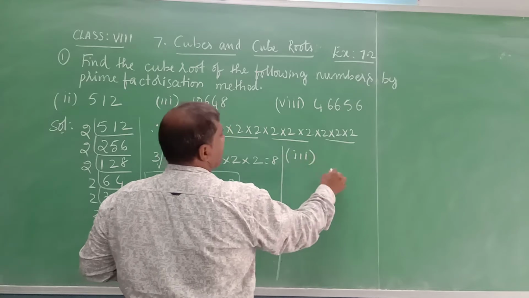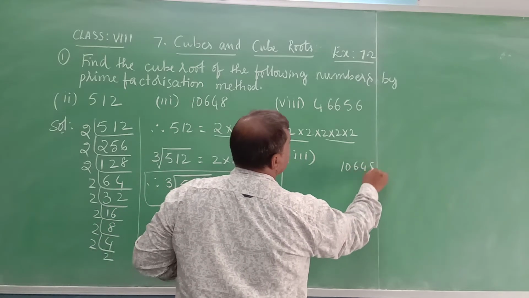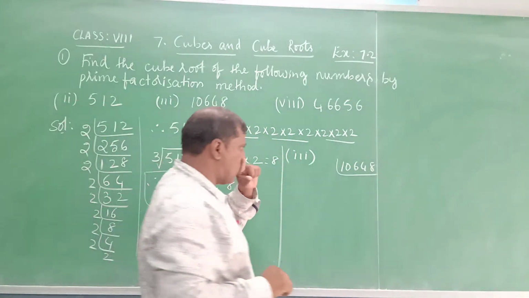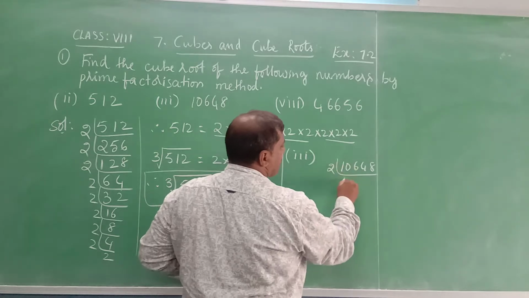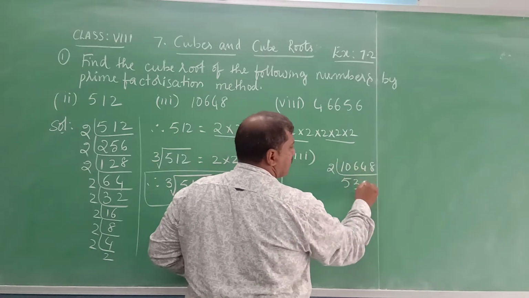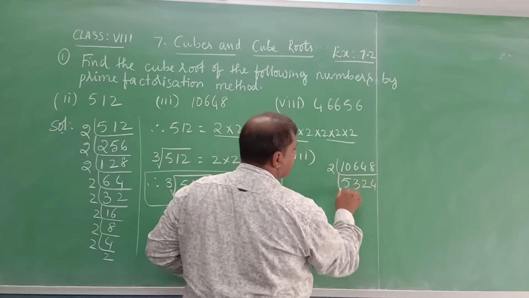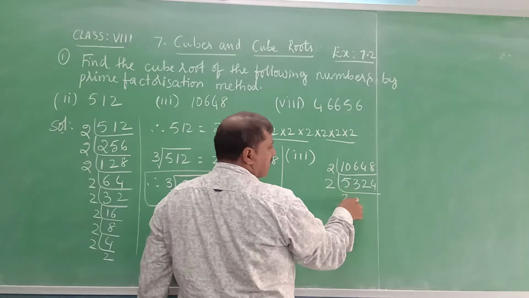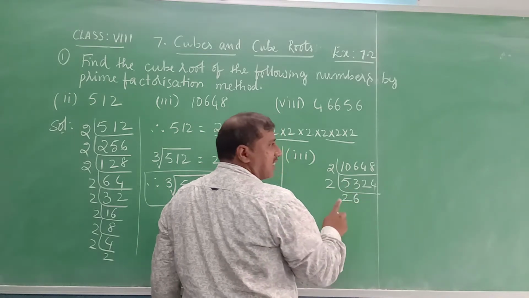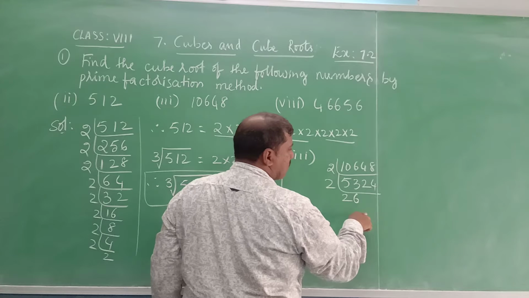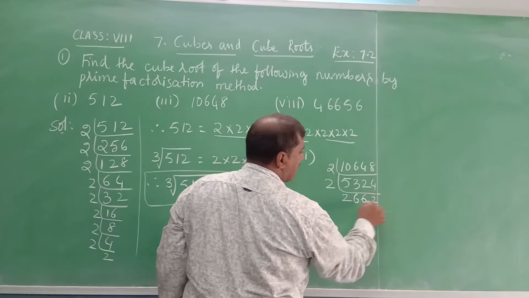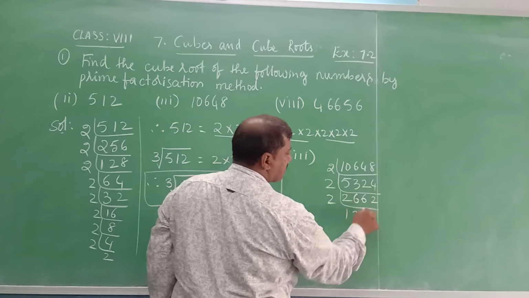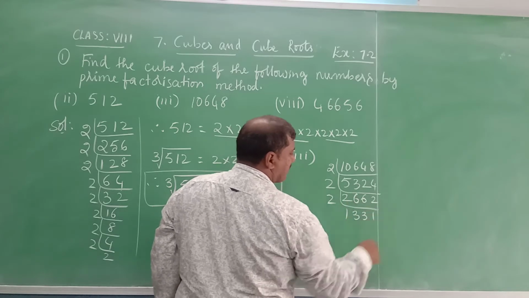It is 10,648. Yes, this is an even number and it is divisible by 2. Divide with 2. 2 5s are 10. 2 3s are 6. 2 2s are 4. 2 4s are 8. Again with 2. 2 2s are 4. 5 minus 4, 1. Bring 3, 30. 2 6s are 12. 30 minus 12, it is 1. Bring 2, 12. 2 6s are 12. 2 2s are 4. Again with 2. 2 1s are 2. 2 3s are 6. 2 3s are 6. Then it is 2 1s are 2.